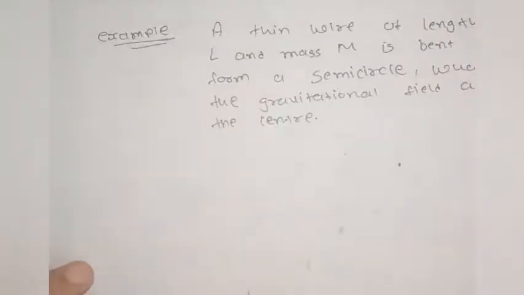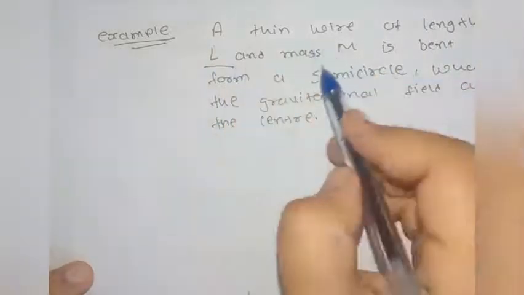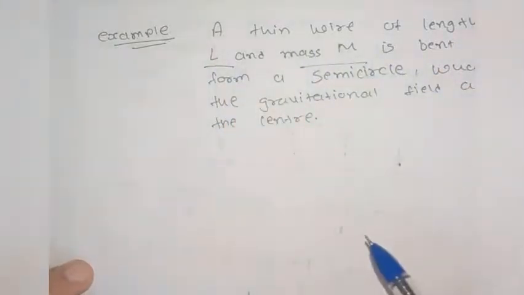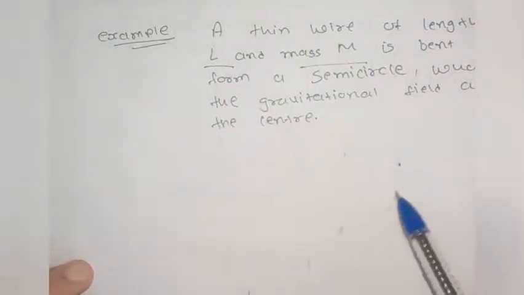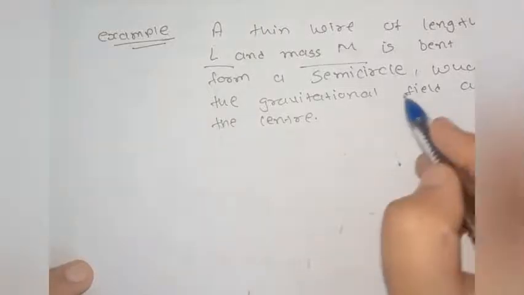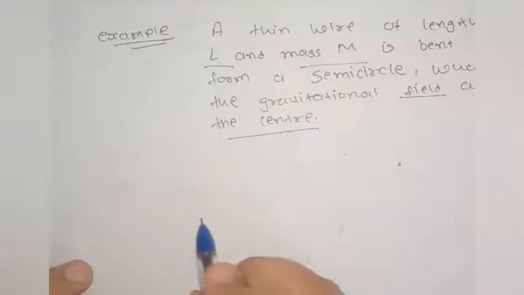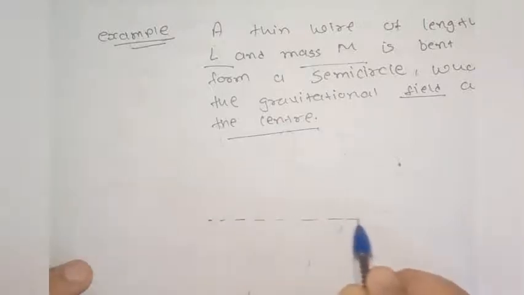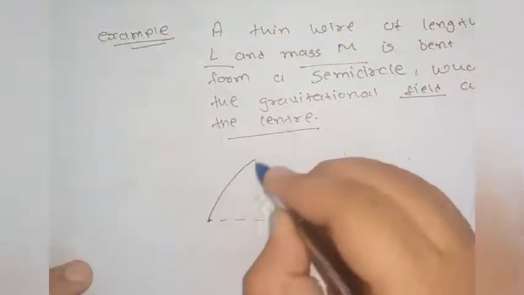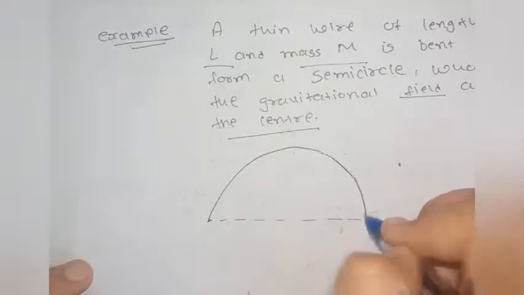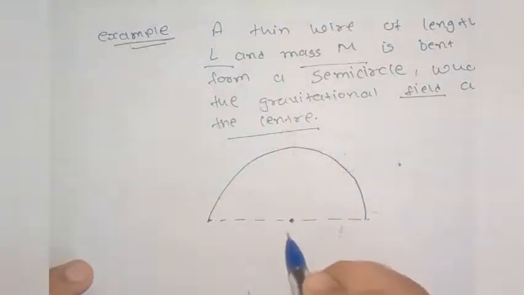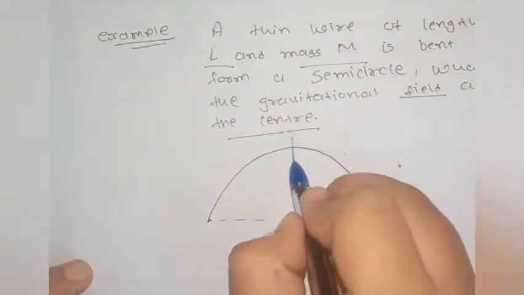In this example, a thin wire of length L and mass m is bent to form a semicircle. We want to find the gravitational field at the center. First, let us draw the semicircle. This is the semicircle formed. This is the x-axis and this is the y-axis.